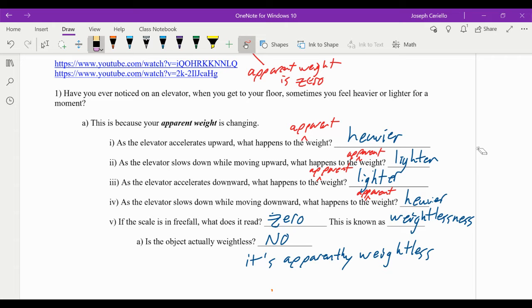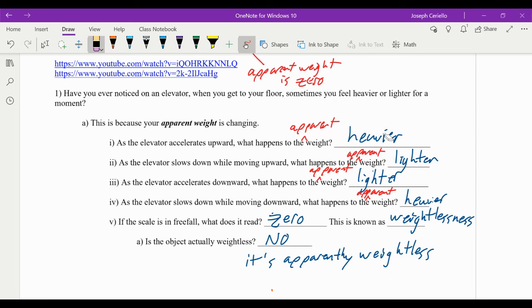And if the scale is in free fall, if you're in free fall, the scale will read 0. This is known as weightlessness, not because you're actually weightless, but because you're apparently weightless. Okay. Now you can actually answer numbers 1 through 4 using the idea of inertia, that an object does not want to change its state of motion. For example, why are you apparently heavier as an elevator accelerates upward? Well, if you're stationary, you want to stay stationary, right?